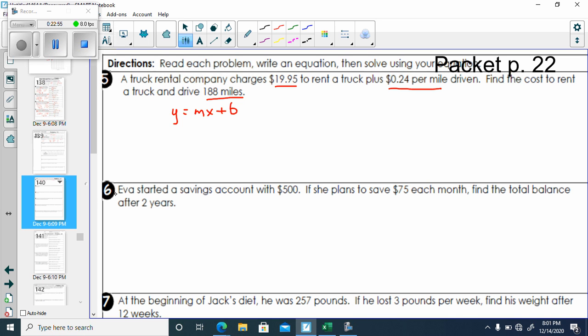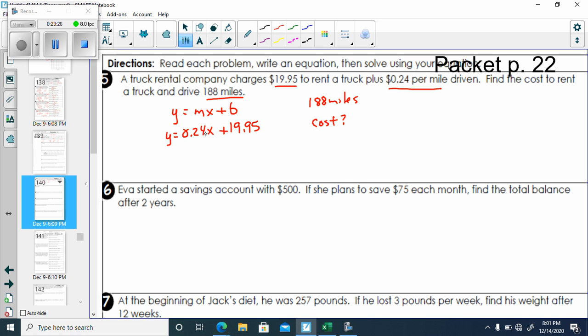So what are we starting with? Our starting point is $19.95. That's what they're going to charge us to rent the truck, even if I don't drive it off the lot. What is my rate? It's 24 cents per mile. So the M is 0.24. Now, I'm talking about driving 188 miles, and I want to know the cost.